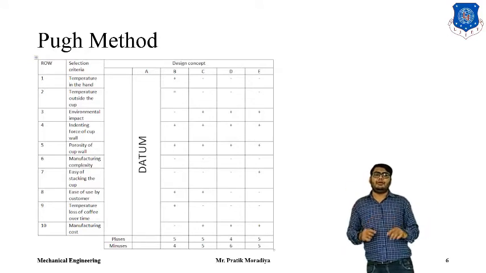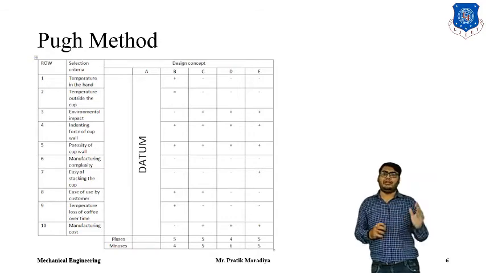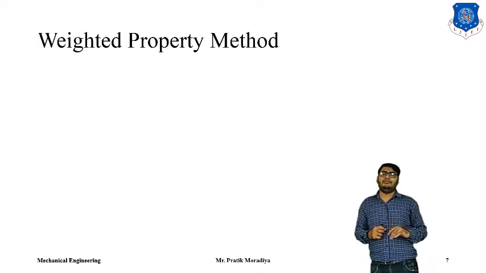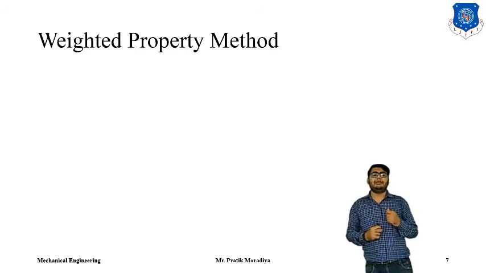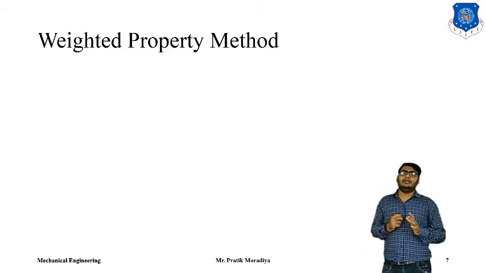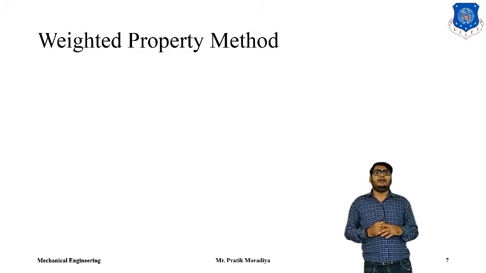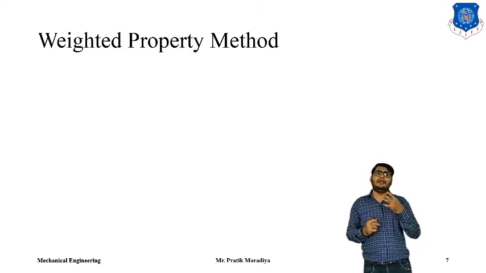When we put a list of materials and we list different properties and compare those materials in a matrix form. Another method is the weighted property method. Now the problem or disadvantage with the PERG method was that we only see whether the materials are better than our datum or not. We do not give any weight to how much better our material is, and we also do not give any importance to the desired properties.